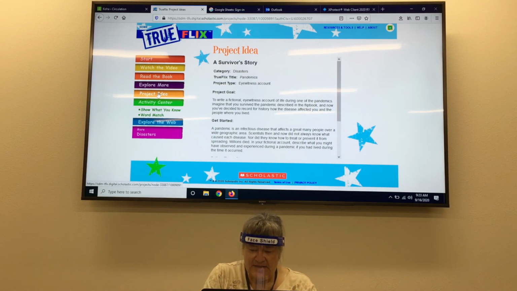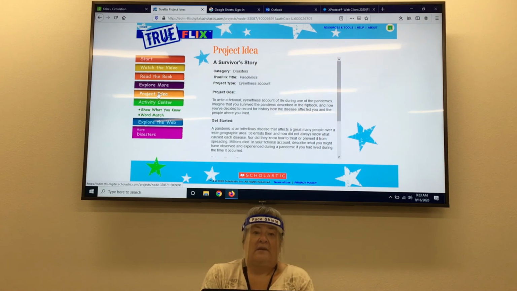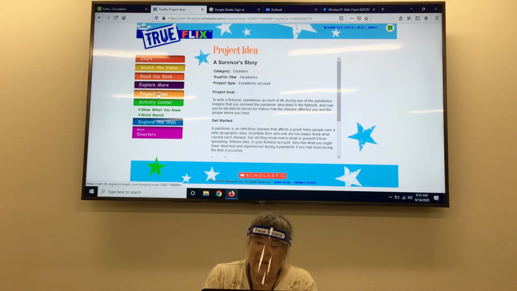It says a pandemic is an infectious disease that affects a great many people over a wide geographic area. Scientists then and now did not always know what caused such diseases, nor did they know how to treat or prevent it from spreading. Millions died in your fictional account. Describe what you might have observed and experienced during the pandemic. Well, this doesn't have to be a make-believe story. You can write the story of you now living through it. Or if you want to make it a make-believe story, that'd be fun too. But that was just the project idea.